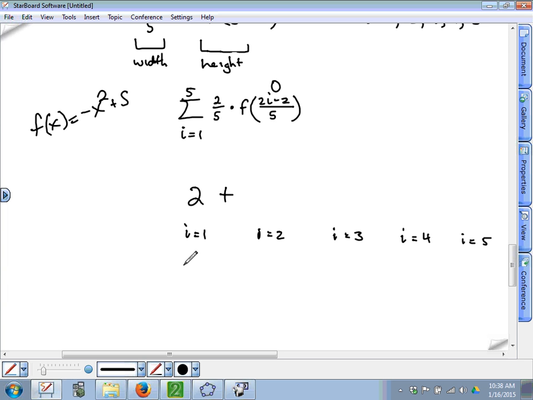You just got to buckle down and do this by hand here. So now we have 4 minus 2, which is 2. 2 divided by 5, 2 fifths. If we plug 2 fifths into the equation and square it, it's negative 4 25ths plus 5. Now you don't have to do all of this by hand. Use a calculator for this if you want to.